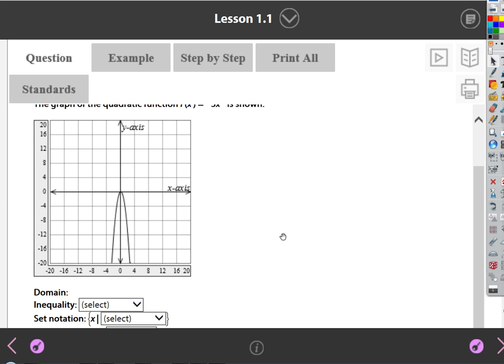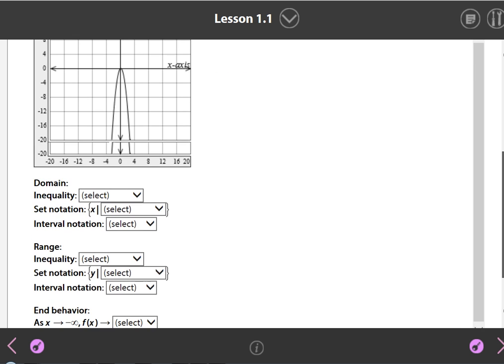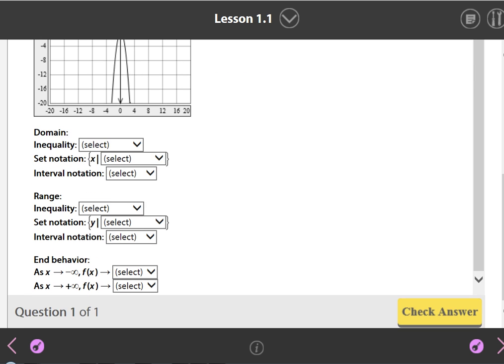What do you think? Dante, what do you think the domain's going to be then? I'll give you a choice. Here, you can take your pick. Let's look at interval notation. What do you think? Which one of those is going to fit that best? The bottom one, sure. Right? It's unlimited, isn't it? It's going to go forever in both directions.